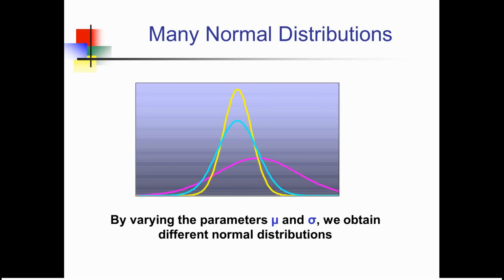Now, there's all kinds of different normal distributions. For any value of mu and sigma, any kind of mean and sigma, you get a different shape. They're all bell curves, they're all normal distributions. They only differ by the mean, the location of the middle, and the standard deviation, which is sort of the spread.